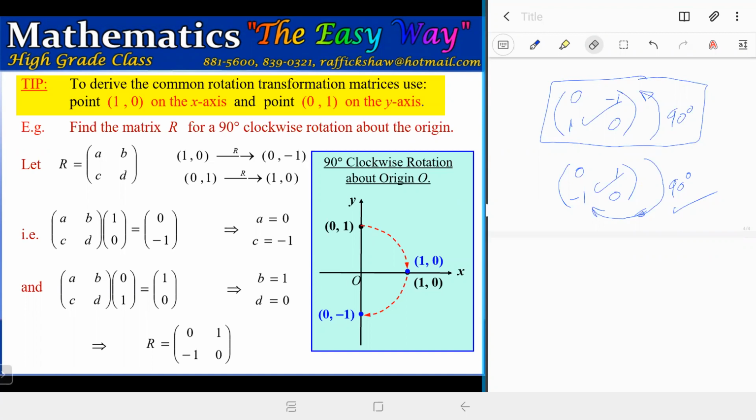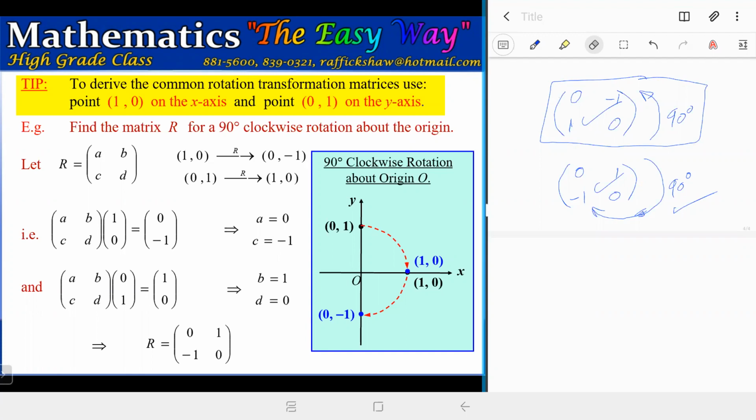And there's not 1 million matrices. We're talking about 4 lines: y-axis reflection, x-axis reflection, y equals x reflection, y equals minus x reflection, and then reflection in the origin, which is the same as a 180-degree rotation. Those are the lines for reflection, you know.